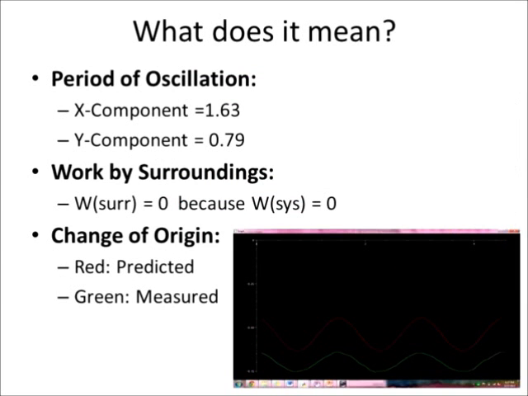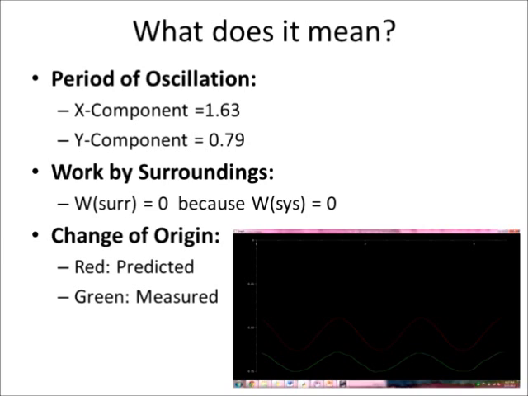So what does it all mean? When we're comparing the periods of oscillations, the x component of the period of oscillation was 1.63 and the y component was 0.79. This was calculated by taking the average between the two peaks of the graphs. The oscillation periods differ because the spring was stretched more in the x direction when Dr. Greco pulled the spring, causing the period of oscillation in the x direction to be larger.